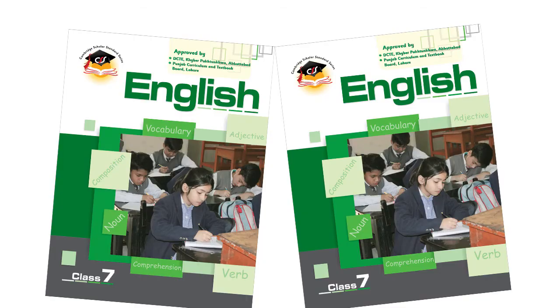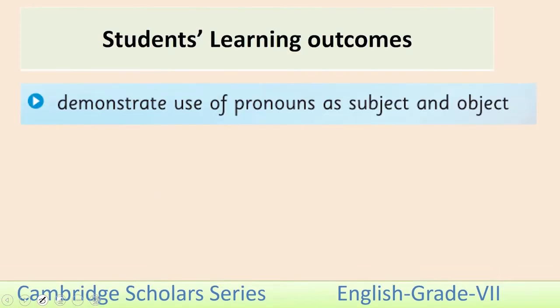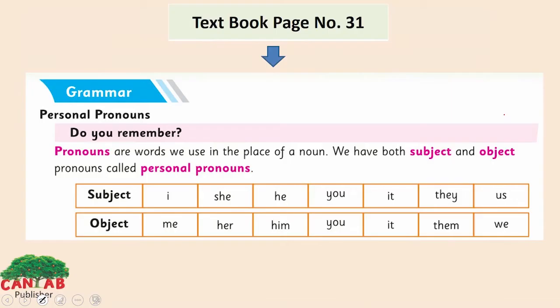Before starting the lesson, dear student, you must have your class 7 English textbook with you. We will start our lesson from Unit 3, The Winter Sun. The SLOs of this lesson are: demonstrate use of pronouns as subject and object. Now look at page number 31 of your textbook.